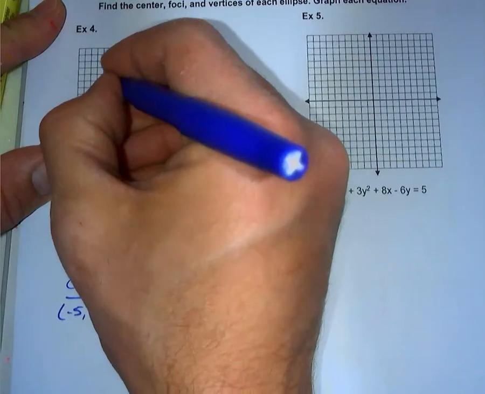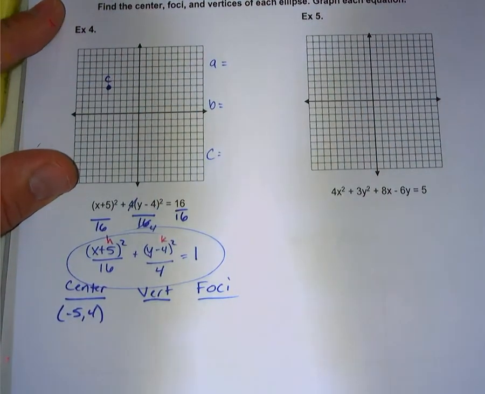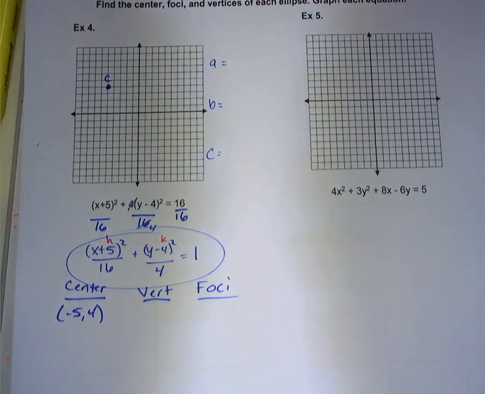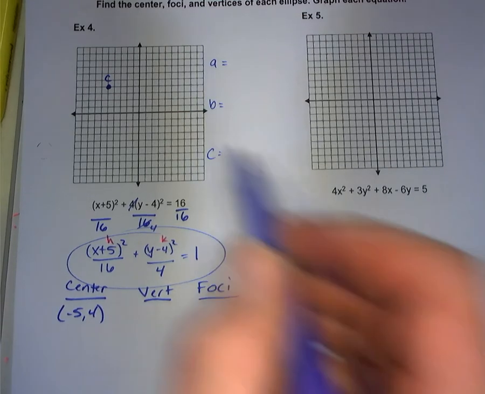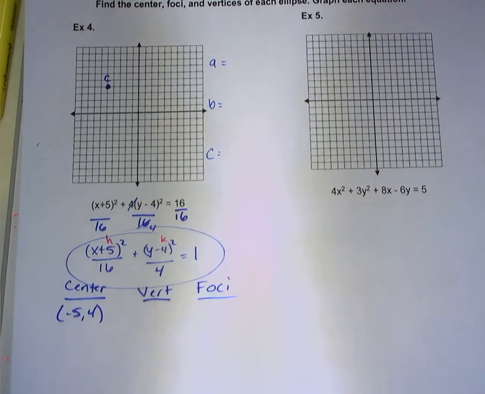Perfect. Okay. People that get this one wrong, they put this guy in the wrong quadrant. They'll actually do 5, -4 because they don't take opposite of what you see like you should. They'll put it over here. They'll go over 5, down 4. All right.